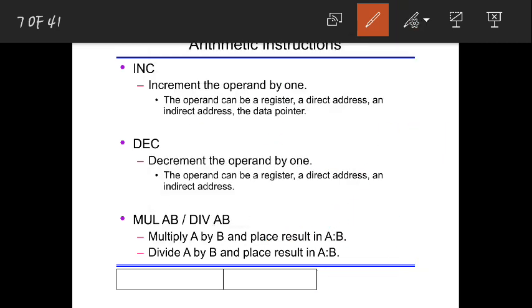In the same way, decrement decrements the operand by 1. DEC means, as INC means you are incrementing by 1.